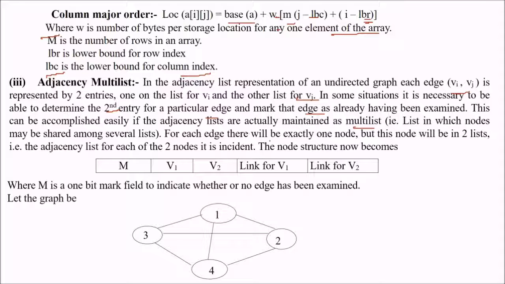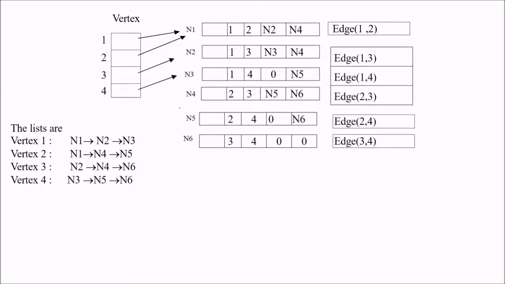For each edge, there will be exactly one node, but this node will be in two lists, that is, the adjacency lists of each of the nodes to which it is incident. So the node structure will become like this. This is M. This M is a field to indicate whether or not the edge has been examined. Then V1, V2, the link for V1, the link for V2. Let's say we have this graph, and we want to make the adjacency multilist. How are we going to make it? Let me show the graph again.